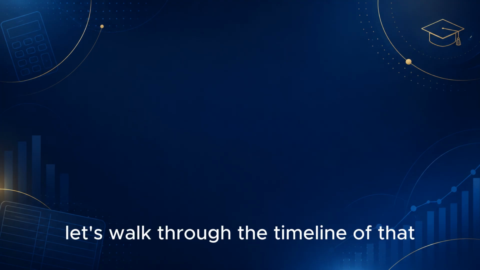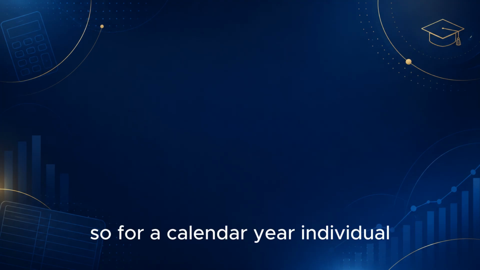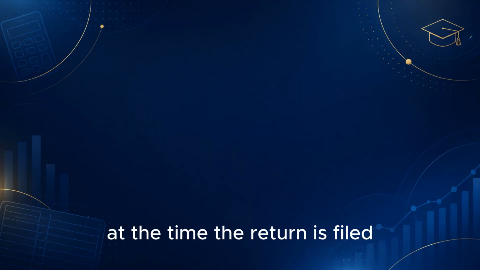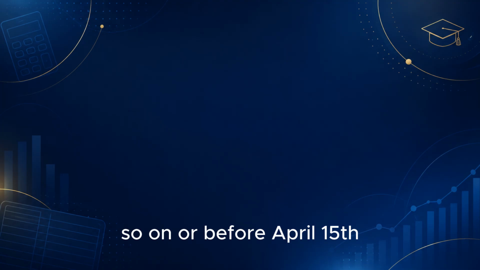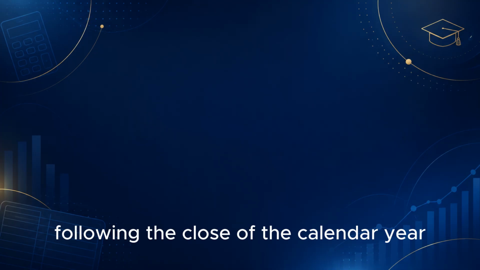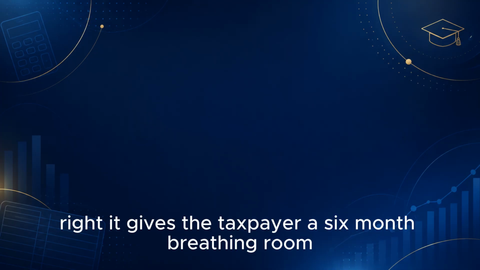Let's walk through the timeline of that. So for a calendar year individual, the first installment is paid at the time the return is filed, so on or before April 15th. The second installment is due on or before October 15, following the close of the calendar year. Right. It gives the taxpayer 6 months of breathing room.